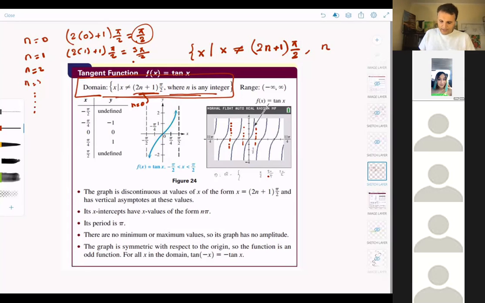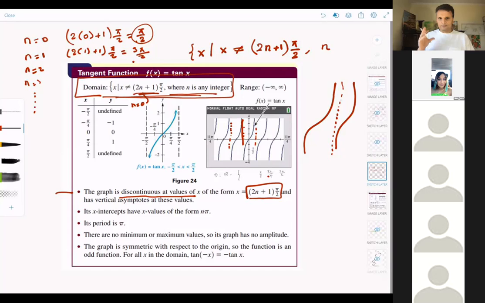So they said the graph is discontinuous at values of x equal to (2n+1) multiplied by pi/2. Discontinuous means the graph goes like this, everything is continuous, and the next one is going to be here. That means here we have a discontinuity. They are not connected. It has a vertical asymptote at those points.